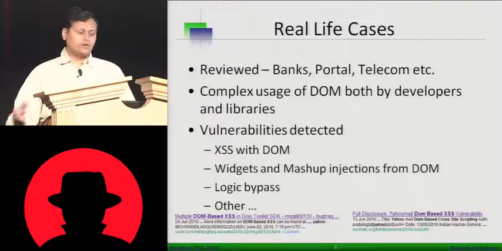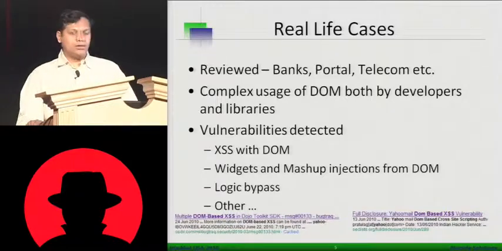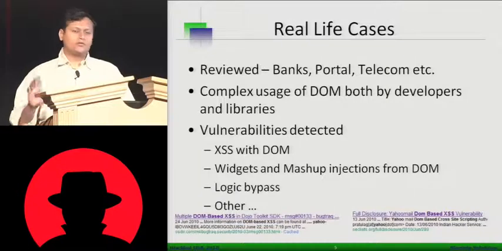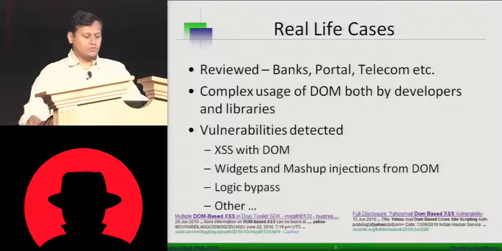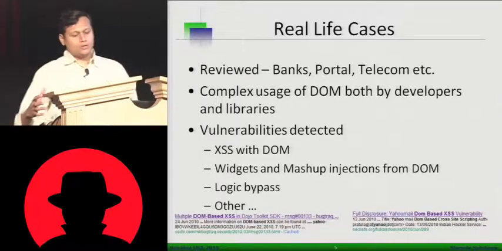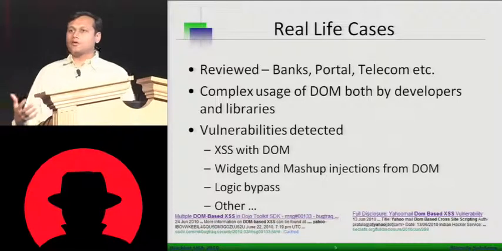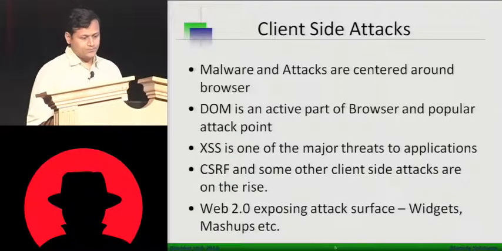We detected vulnerabilities like XSS with DOM, widgets and mashups from the DOM, logic bypass, a lot of different attack vectors which we defined in this area. Recently, among published vulnerabilities, you have multiple DOM based XSS in the Dojo toolkit, or in Yahoo Mail. There is a lot of reporting coming out focused on DOM based cross-site scripting and DOM based vulnerabilities, and we'll see how there are not enough tools or automation out there to address DOM based vulnerabilities as such. We try to address that as we go.